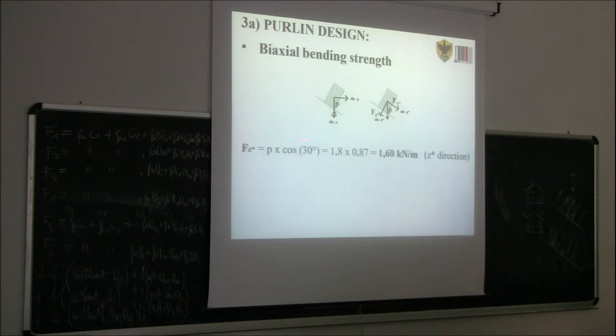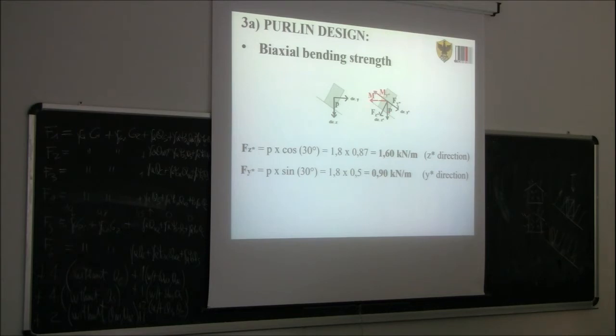So, for example, the vertical load P we can decompose into the component along the z star axis. So this will be P times cos 30 degrees, so this angle is 30 degrees, so 1.6 kN per meter. And then the other component is P times sin of 30 degrees, which means 0.9 kN per meter. So the bending moment associated with the load P will be this vector here.